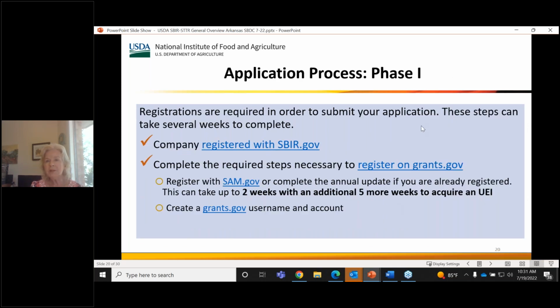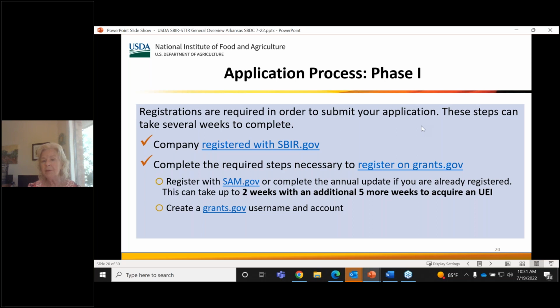The application process for phase 1: registrations are required in order for you to submit your application, and it's a really important step. So make sure that you go in and you register with SBIR.gov. That would probably be step 1. And then you have to register on grants.gov. But in order to do that, you have to go through with a SAM.gov registration.